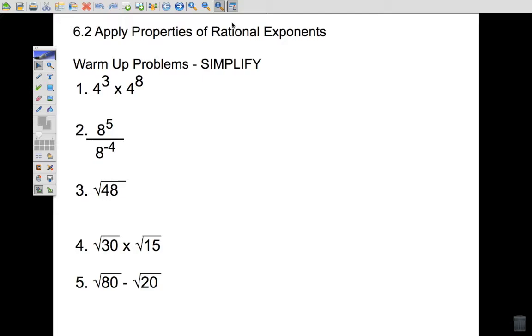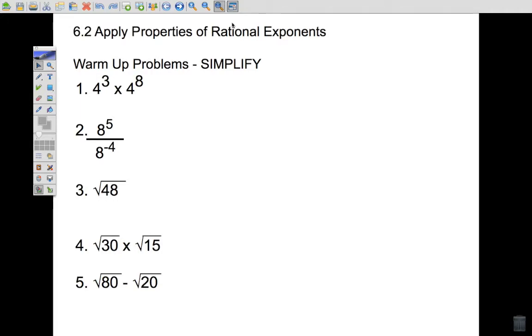Number 2, you're going to subtract your exponents because the base is the same in this division problem. Number 3, you're going to simplify your radical. You would have learned this skill in Algebra 1 and would have had to use it again in geometry. You want to rewrite 48 as a multiplication problem where at least one of the factors is a perfect square.